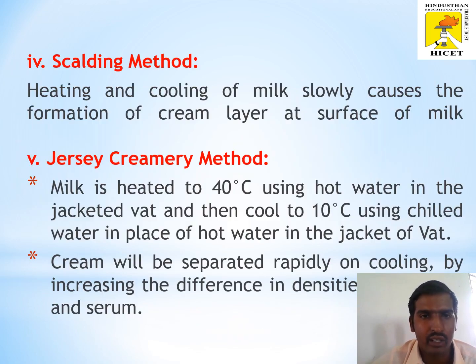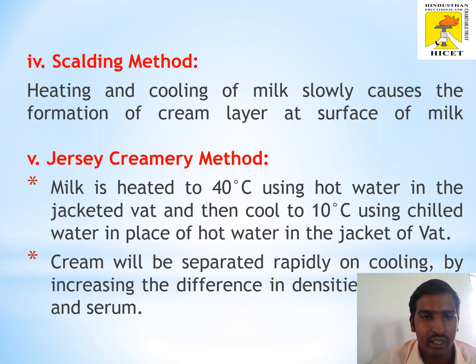And the scalding method: heating and cooling. As I told, if we keep the milk undisturbed, based on the gravitational force we can get the fat and the water separately. But in the scalding method, heating and cooling also make the fat float on the surface of the milk. Heating and cooling of milk slowly causes the formation of a cream layer at the surface of the milk.